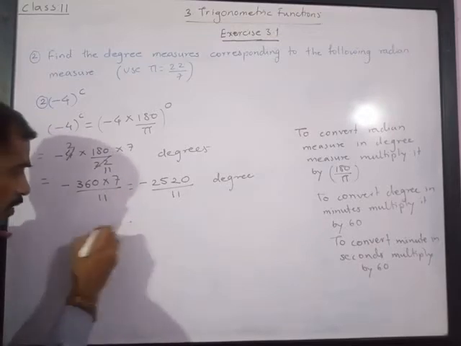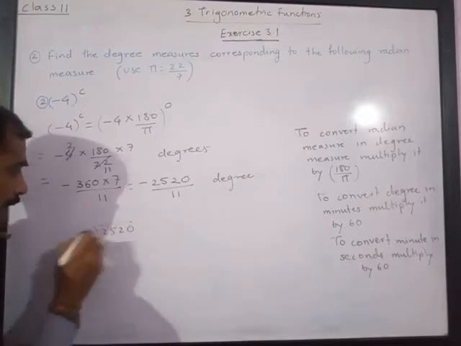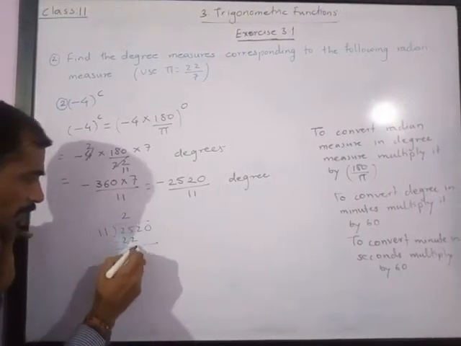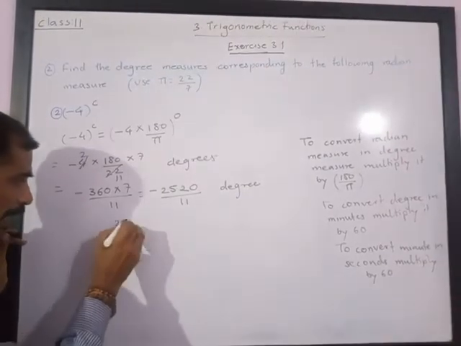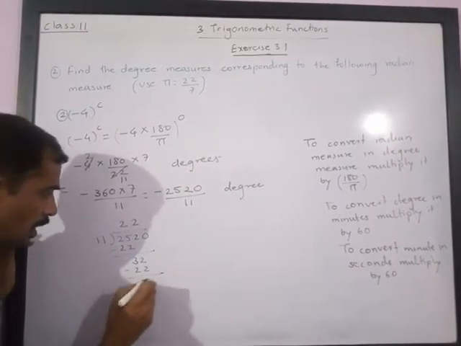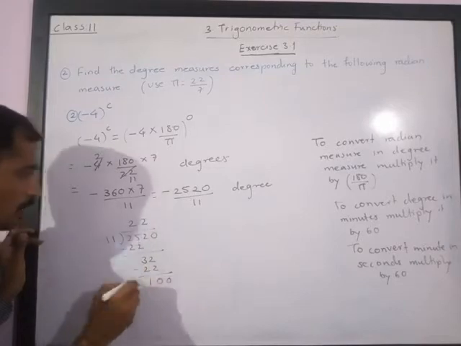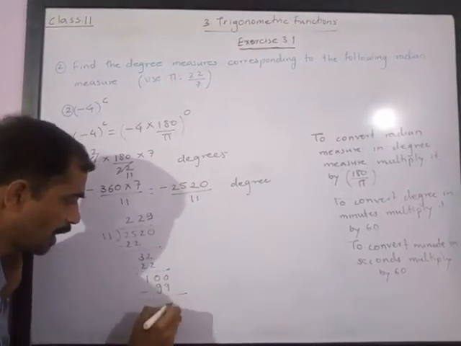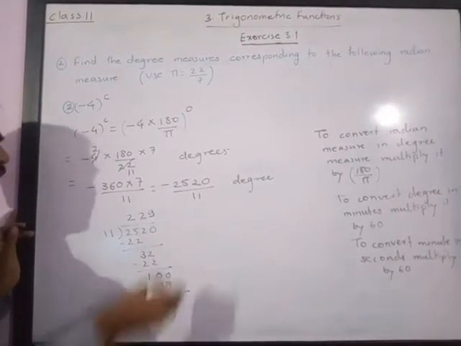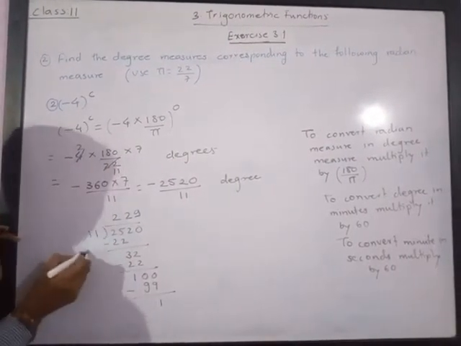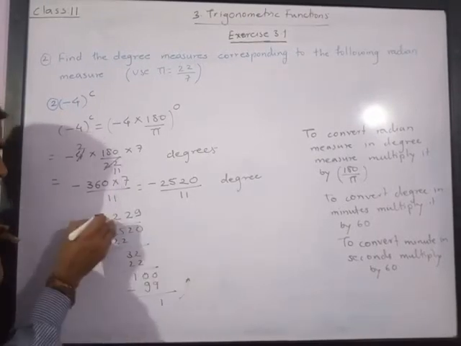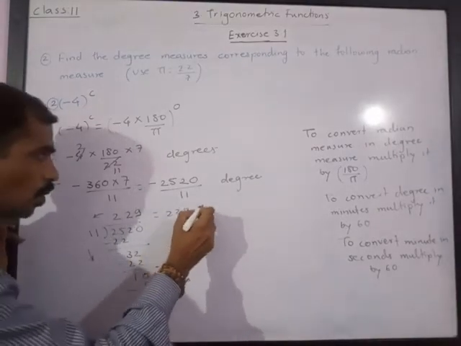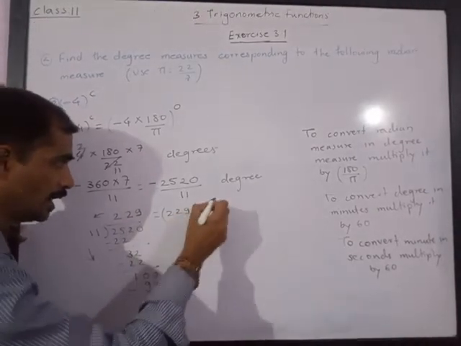So divide 2520 by 11. 11 twos are 22, remainder is 3. Again 11 twos are 22, remainder is 10. 11 nines are 99, so remainder is 1. When you write in mixed fraction form, the remainder goes to the numerator, the divisor is the denominator, and this is the integer. So this is equal to 229 and 1 upon 11 degrees.